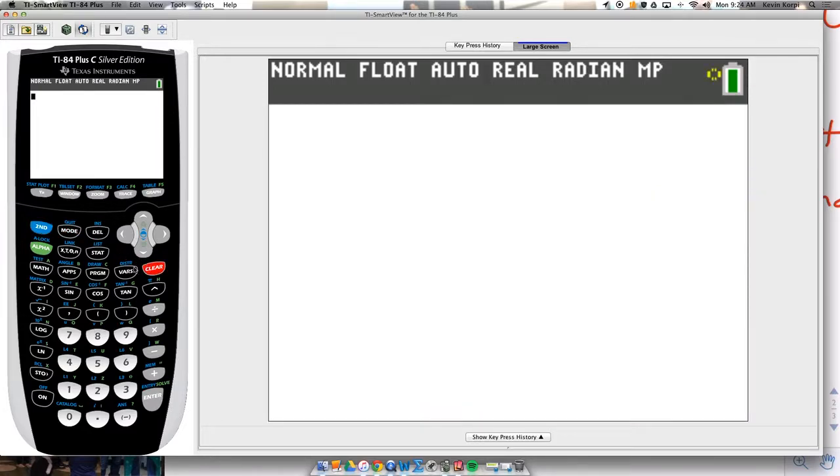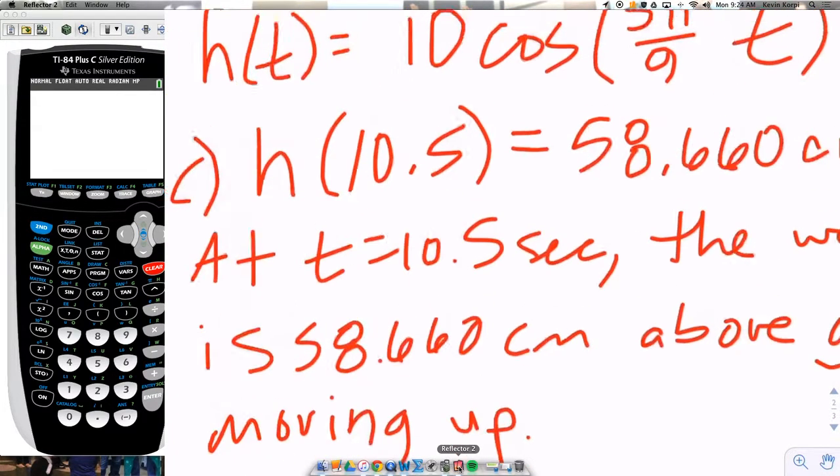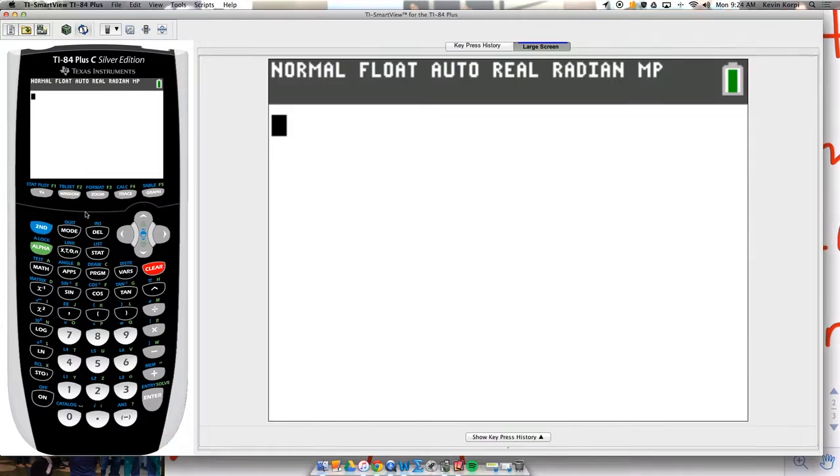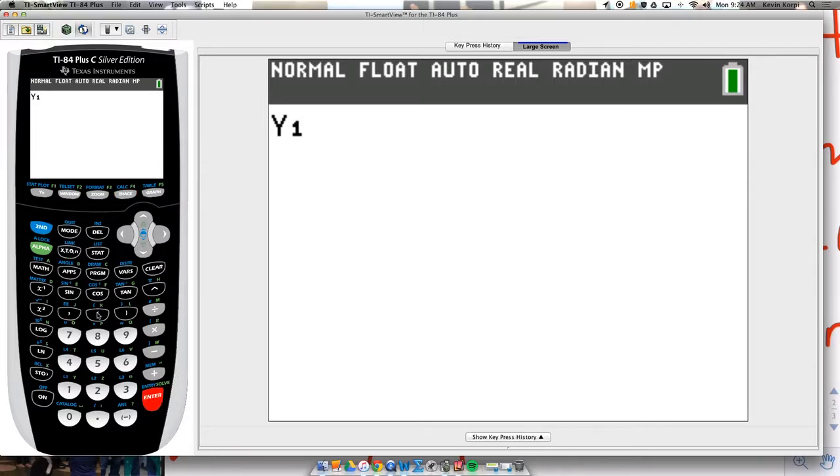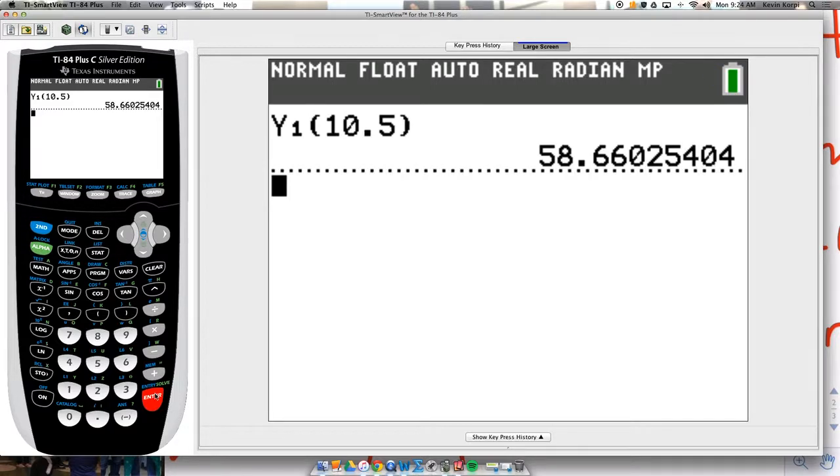So let's review that. Returning to the original problem, I wanted to know where it was at 10.5. So in general, since I have my equation in y1, alpha trace, remember, is your shortcut to all your y's. I have mine in y1. Open parentheses, 10.5, close parentheses, that's function notation. Boom, there you go, 58.660.